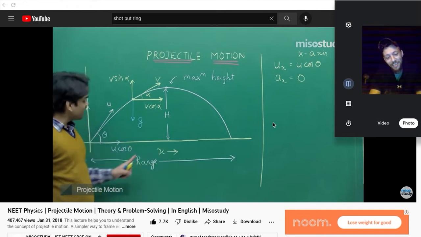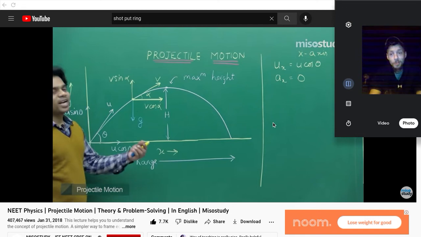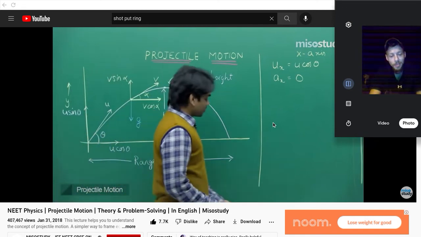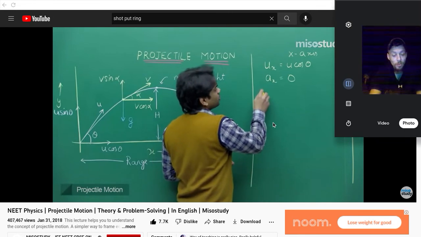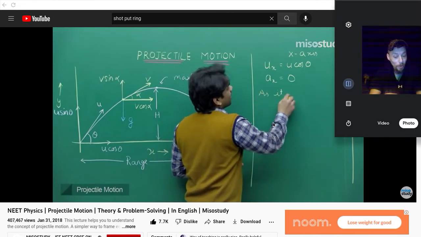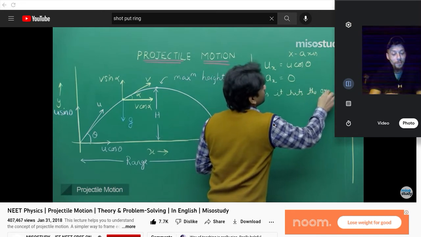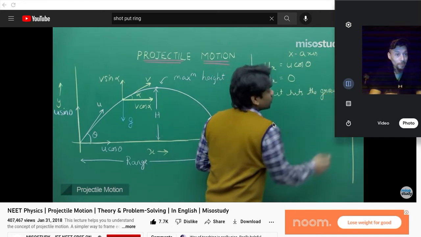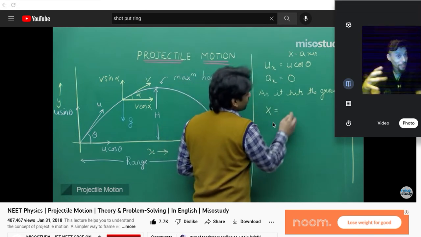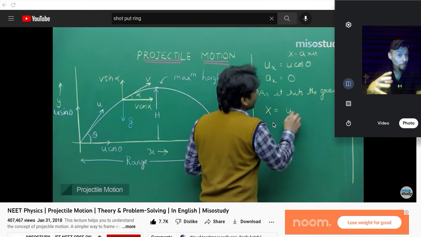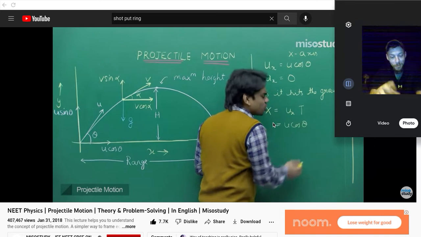So we can find out what's the range of the particle if we use u cos theta multiplied by the total time taken. Now the second thing we can find out is as it hits the ground. So let's write here, as it hits the ground, the horizontal distance traveled, let us mark this with x, will be equal to ux multiplied by the same time, and ux is u cos theta.